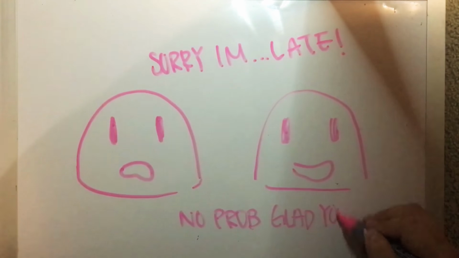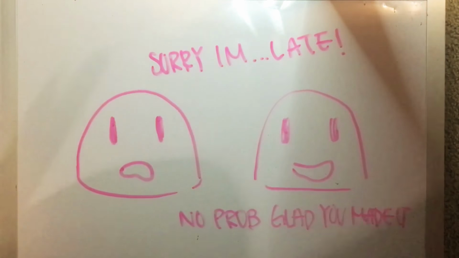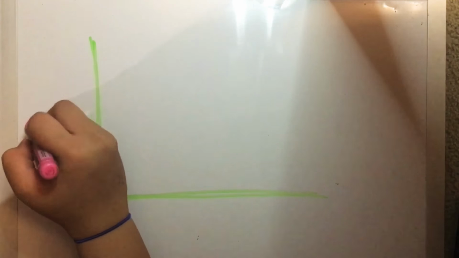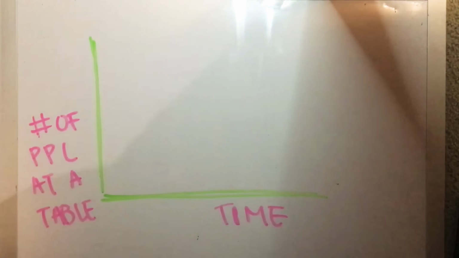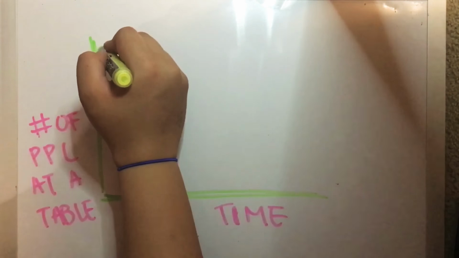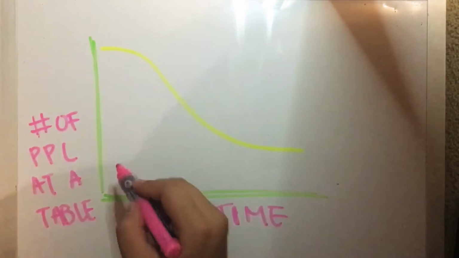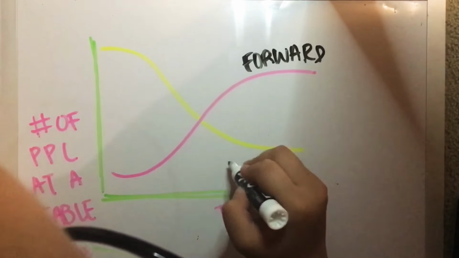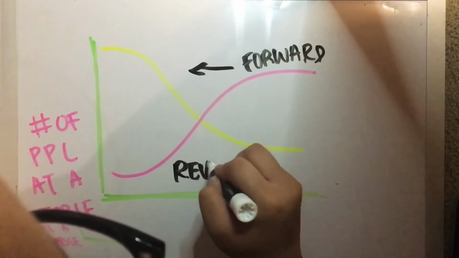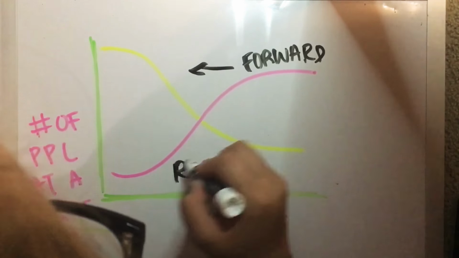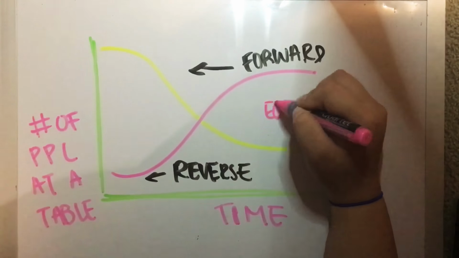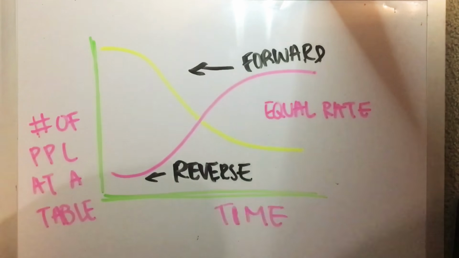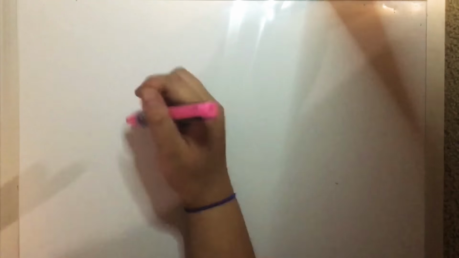So next, we're going to draw a graph. The graph is a number of people at table versus time graph. With our y-axis, it's number of people at a table, and with our x-axis, it's time. The number of people at table 1 will start at a high point because they had more people, and then fall later on, and it will be the forward rate. Whereas the number of people at table 2 will start at a low point and rise because they gain people, representing the reverse rate. Eventually, they'll all be equal and numbers won't change.